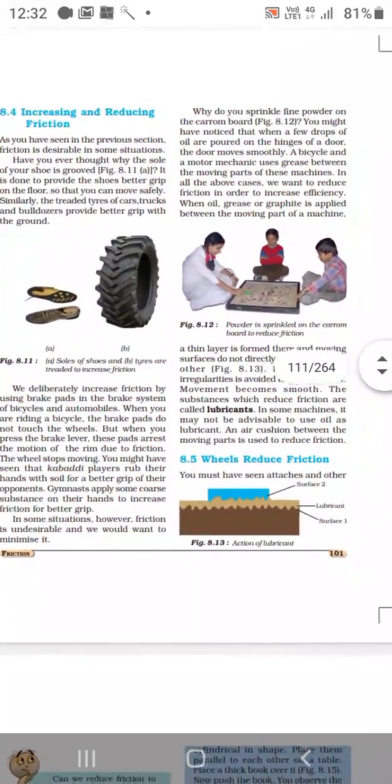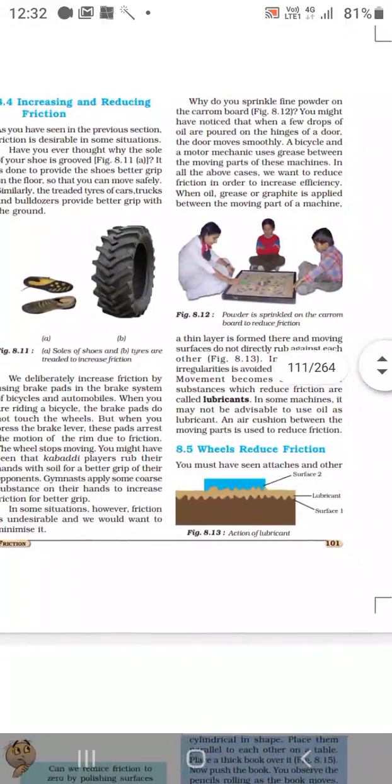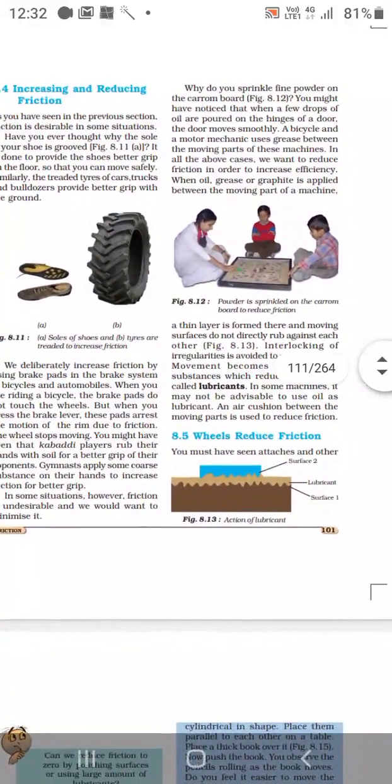In some machines, it may not be advisable to use oil as a lubricant. An air cushion between the moving parts is used.